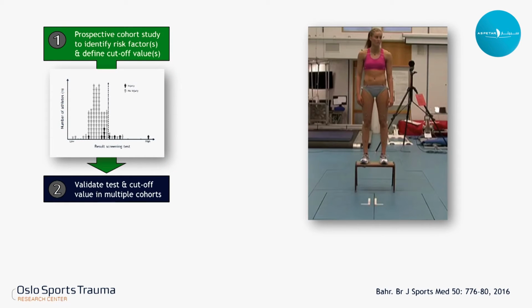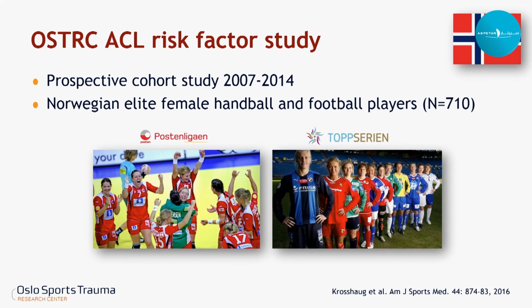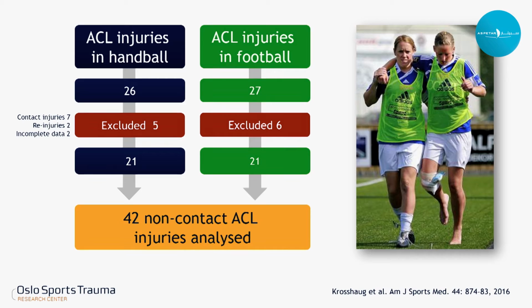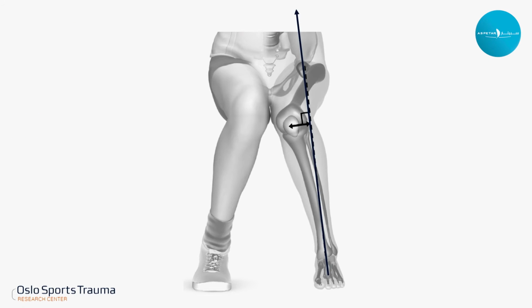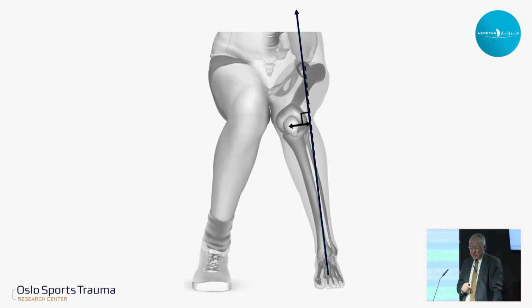But this inspired us to do a large prospective cohort study in Norway with Norwegian football and handball players. The study went on for 7 years and included a cohort of about 700 athletes in the end. You'll see different numbers for the different data sets that I'll produce here. For the first paper that was published, there were 42 non-contact ACL injuries. And the question was whether this knee abduction moment, which was the one that we thought would be the revealing factor, could separate the ones with injury and not injury. So, a much larger cohort.